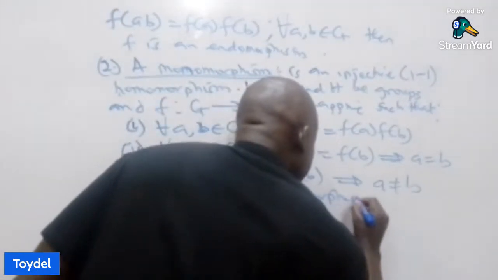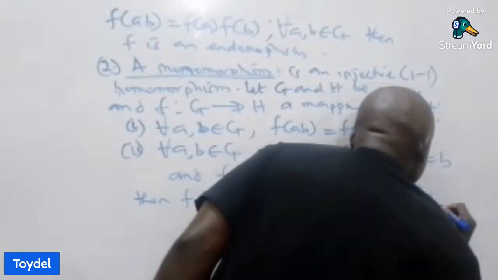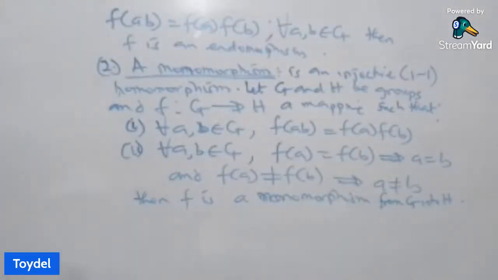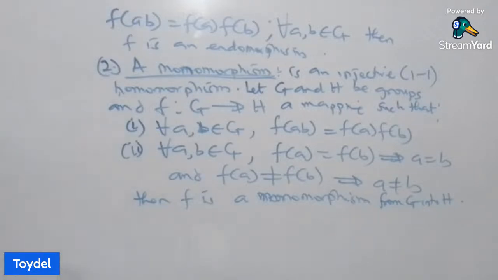So we are going to take an example on this. It's a monomorphism from G into H. That's what we conclude. An endomorphism is from G to G, but under monomorphism, a monomorphism is an injective, a one-to-one homomorphism. So that is the definition of monomorphism.